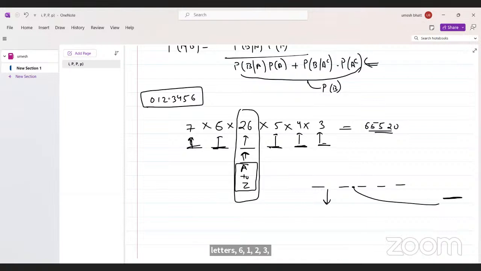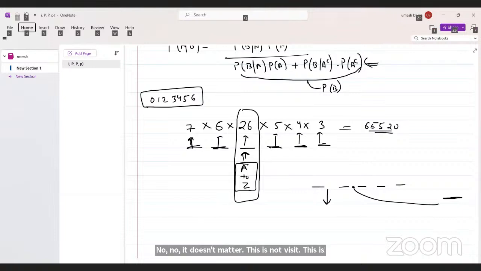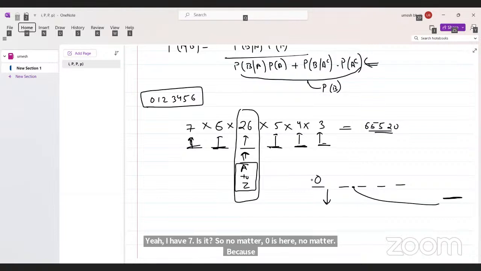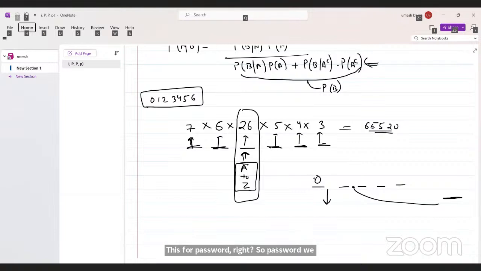Sir, if 0 comes at the first place, then it becomes a 6 digit number, no? No, it doesn't matter. This is not a number, this is a password. Just a second: 1, 2, 3, 4, 5, 6, 7. Okay, yes, I have 7 digits. No matter if 0 is here, because this is a password, so we can use 0 also. So how many ways can I choose this?